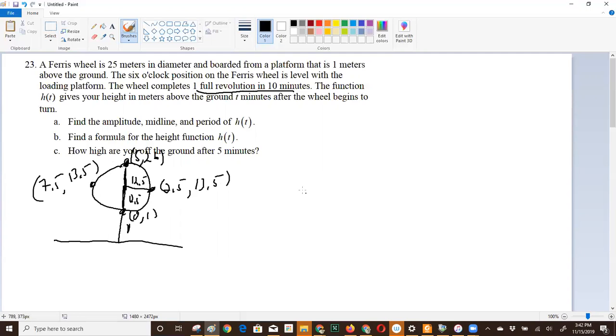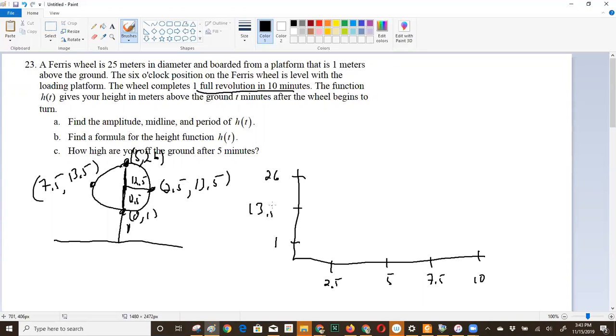So then what we can do is make a little graph of this. We know it's going to be sinusoidal. I'm going to do 2.5, 5, 7.5, and 10, just so I can graph one cycle of this graph. I know the minimum height is 1. I know the maximum height is 26. And of course, I know from my diagram that the midline is going to be 13.5.